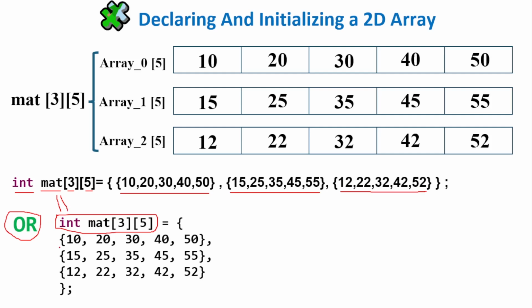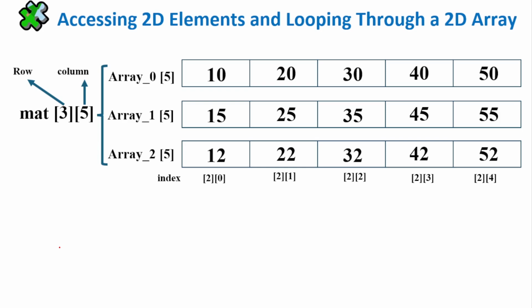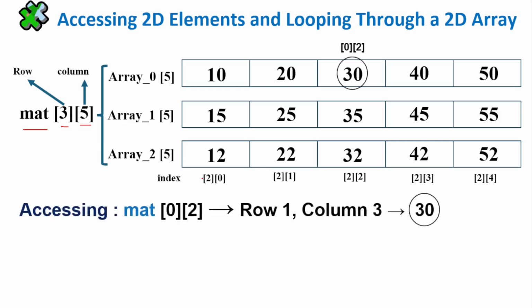Accessing 2D elements and looping through a two-dimensional array. To access an element in a 2D array, we use two indices, the row and the column. For example, mat[0][2] means row 1, column 3, which gives us the value 30.